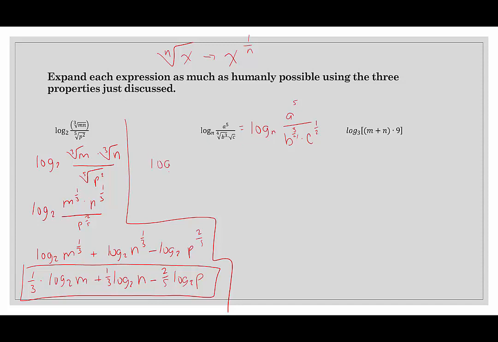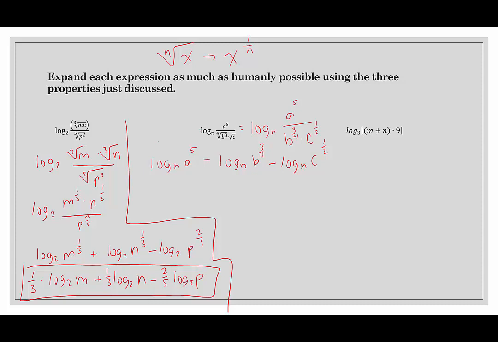So we get log base n of a to the 5th. And we want to be careful here. Any factor or any piece of the argument that's in the denominator should come after a subtraction sign. So we're going to get log base n of b to the 3/4 minus log base n of c to the 1/2. Notice when I separate the argument into separate pieces that the base is always the same. So the base stays the same whether they're condensed or whether they're expanded.